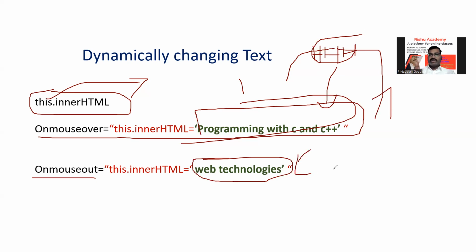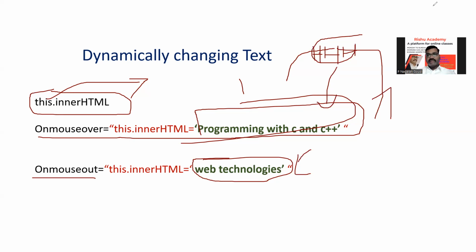So in dynamically changing text, remember this dot inner HTML, this refers to the current object, the current HTML element. And I'm making use of two actions, one is on mouse over and the other on mouse out. The user performs an action by using mouse or keyboard. In response to that action, certain code will be executed. In this case, the text of the HTML element will be replaced with other text. This is dynamically changing the text of any HTML element.